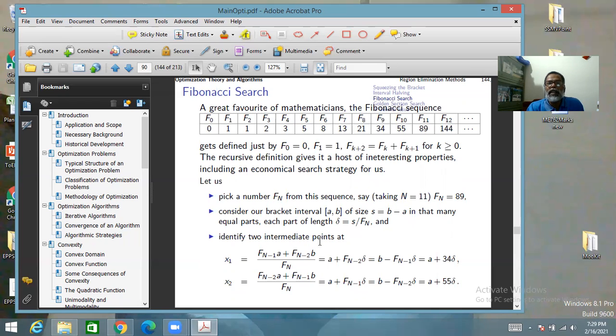Now, identify two intermediate points in the bracket A to B. The first one by this convex combination of A and B, and the second one by this convex combination of A and B. Why did I say convex combination? Because Fn minus 1 plus Fn minus 2 is Fn, from the Fibonacci sequence property. So the sum of the two coefficients, Fn minus 1 by Fn and Fn minus 2 by Fn, will be Fn by Fn, that is 1. And each one of them is a positive fraction. They sum up to 1, so that is a convex combination. That is why the resulting point will be a point in the line segment joining A and B, in between A and B. This is one value, this is another value. Now these two are complementary convex combinations. You see, the coefficients have interchanged.